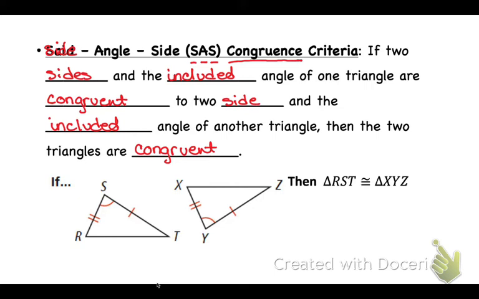So side ST is congruent to what? Look at the two triangles, guys. ST is congruent to what? YZ. How did you know? Because they both have one line, yes? Okay. SR or RS is congruent to what?